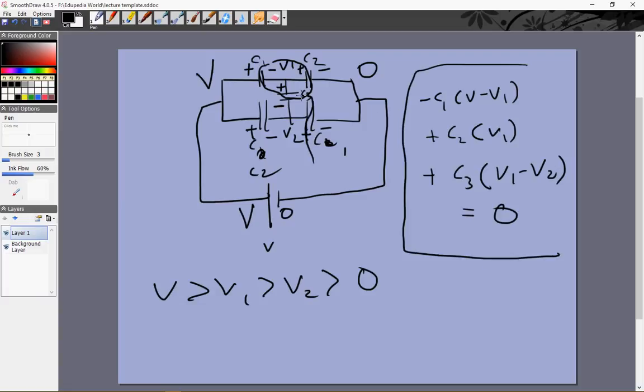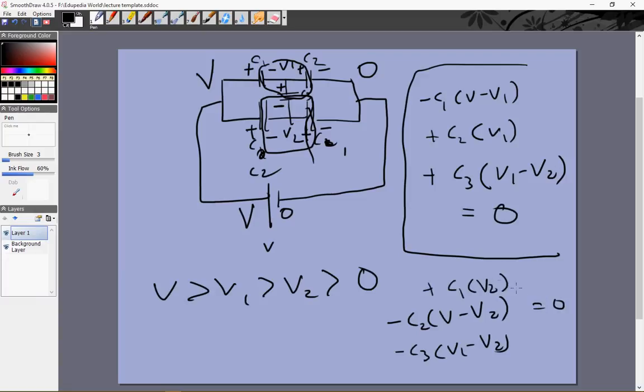Similarly, I'll do it for this case as well. In this case, this is the negative plate. So, minus C2 times V minus V2. This is the negative plate. So, minus C3 times V1 minus V2. And this is the positive plate. Plus C1 times V2 minus 0, or basically V2, is equal to 0. This is the second equation.